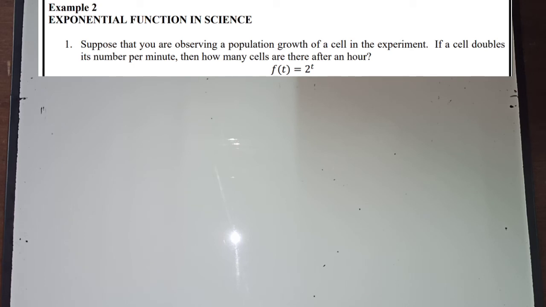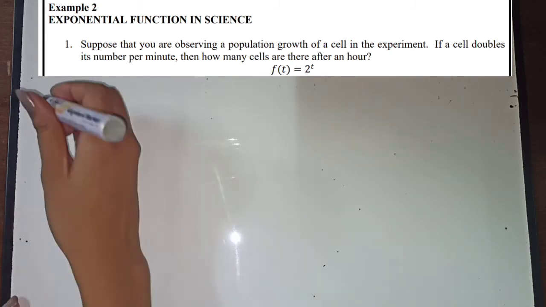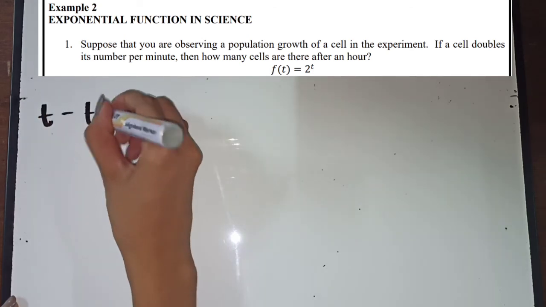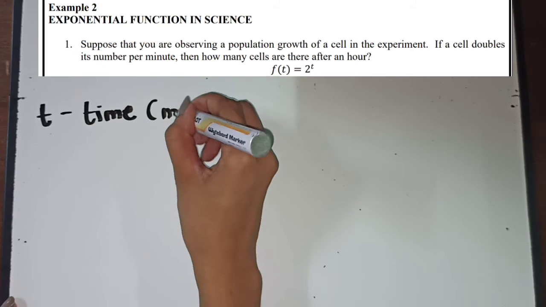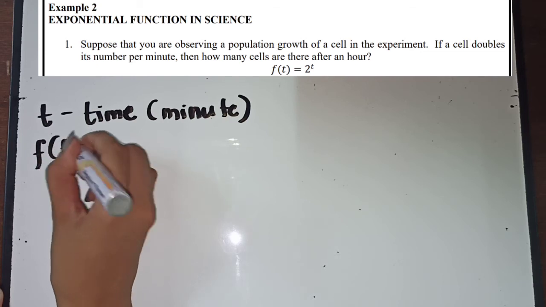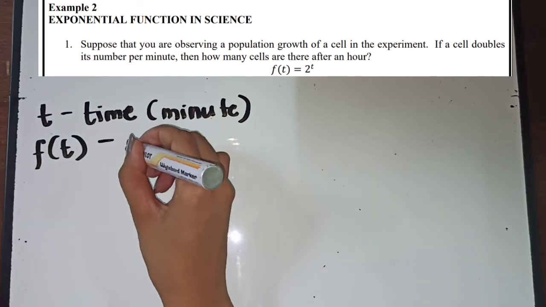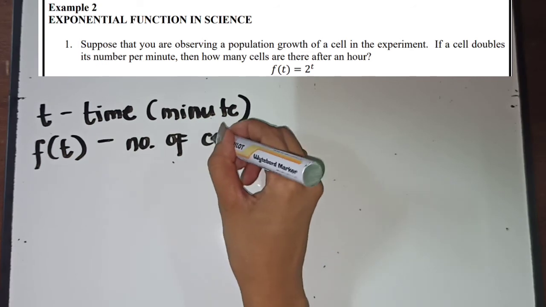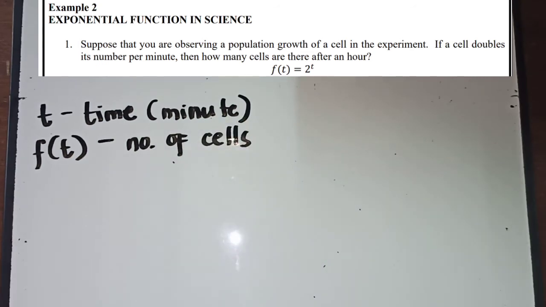Okay, so for example, suppose that you are observing a population growth of a cell in the experiment, and if the cell doubles its number per minute, then how many cells are there after an hour? Okay, so first is we let t be the time. Okay, so this is the time per minute. And f of t be the number of cells. So what will be the mathematical representation for this word problem?